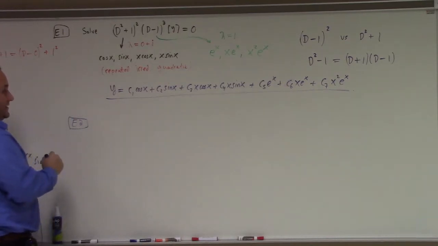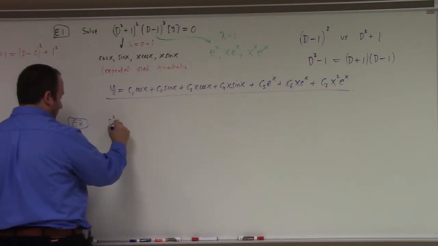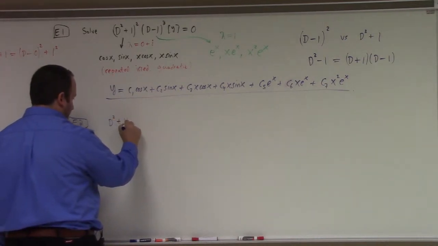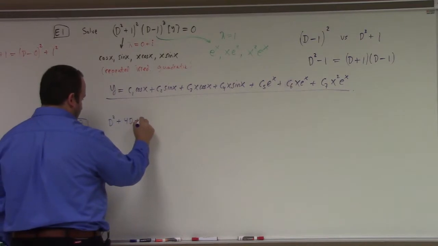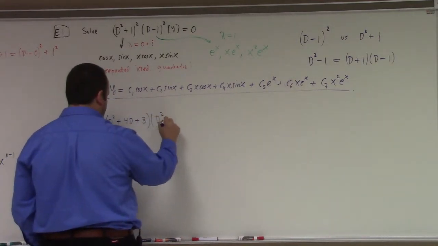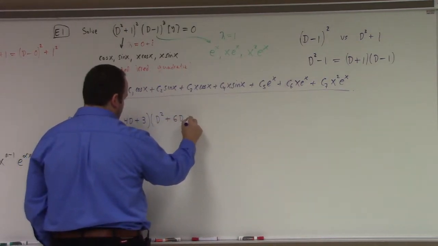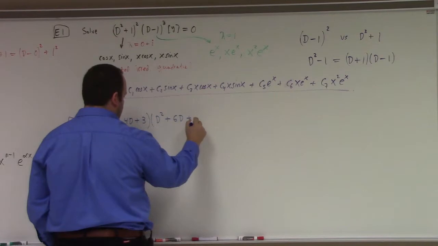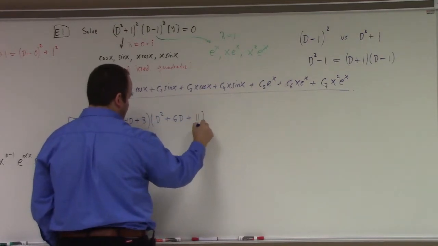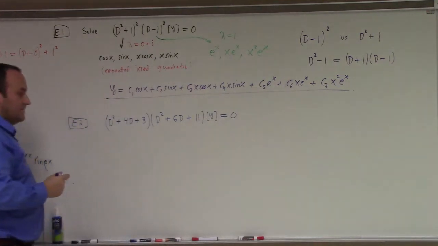What if I had something like d squared plus 4d plus 3 times d squared plus 6d plus, I don't know, 11, applied to y equals 0? I want to find the general solution.